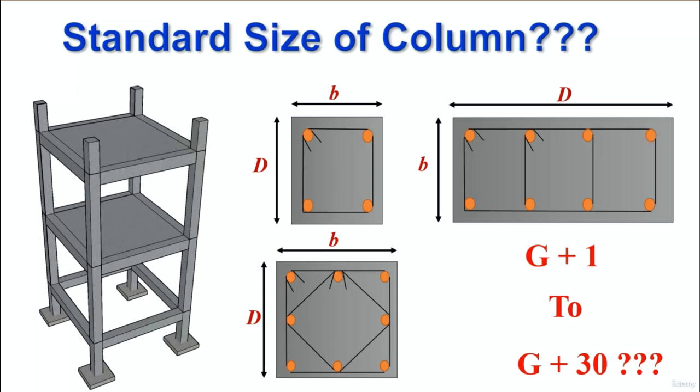Each and every structure is different. So the size of the column which you use for one building will not be the same for another building, because totally, it is different. The architectural floor plan and the purpose of the structure, everything is different. So here in this video, let me explain what the major factors are which influence the size of the column.